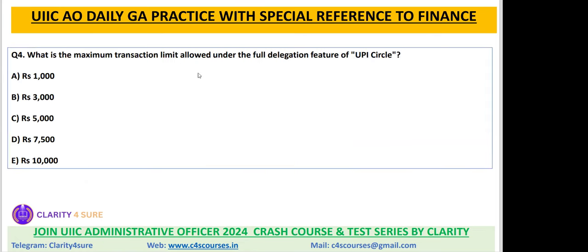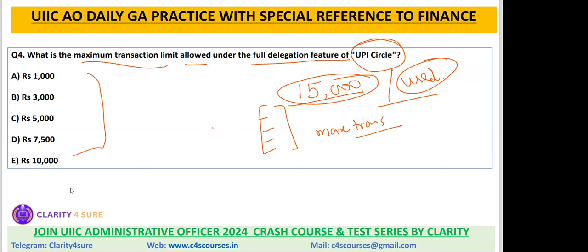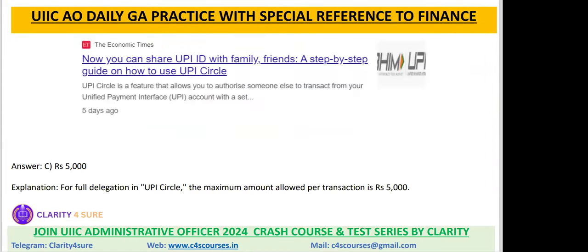Now, moving on to the next question. It is again on UPI Circle, and here we ask what is the maximum transaction limit allowed under the new delegation feature. Monthly you can delegate 15,000 per user, and the user can do many transactions, but the maximum limit per transaction would be limited to what? The answer here is 5,000. That is, a person can make many transactions within the overall monthly limit of 15,000, but an individual transaction cannot be above 5,000 rupees. This was recently in the news also.